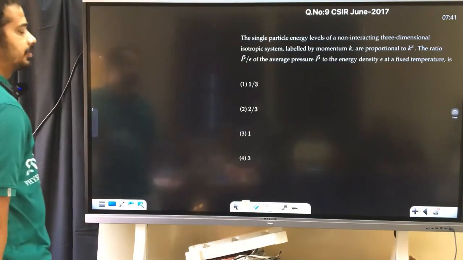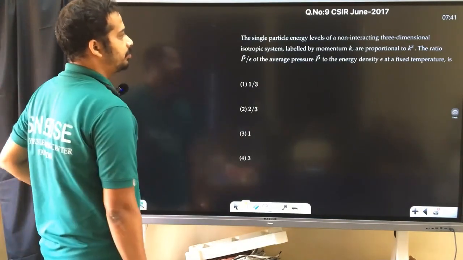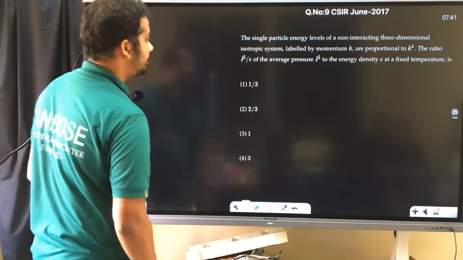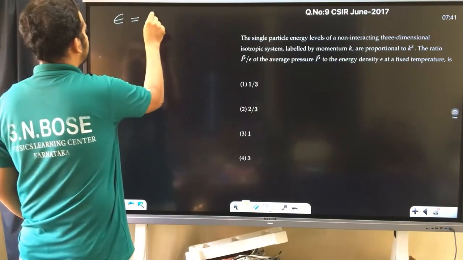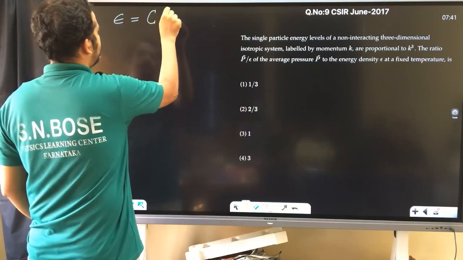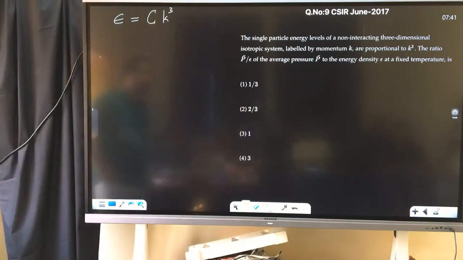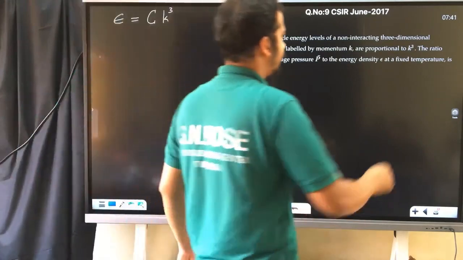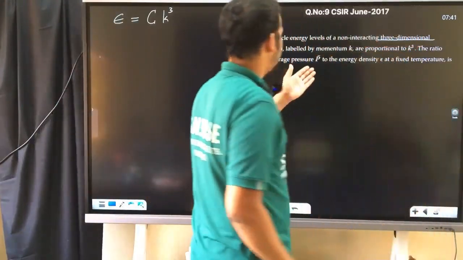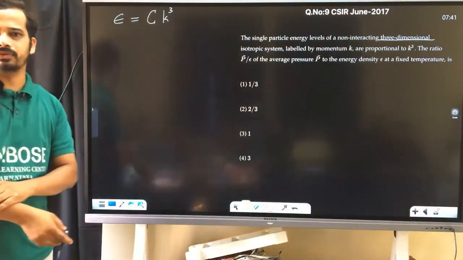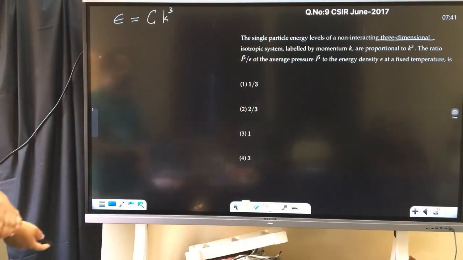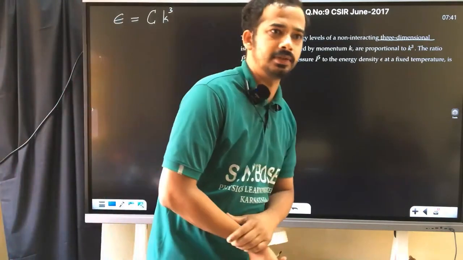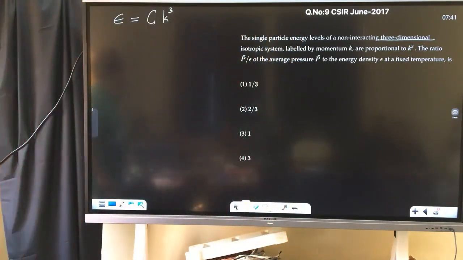The dispersion relation is given. Single particle energy levels of a non-interacting three-dimensional isotropic system labeled by momentum p: E is equal to some constant into k³. Am I right? He said three-dimensional. Obviously, he is asking pressure, and pressure you define in three dimensions only. So the ratio of average pressure to the energy density. How do you start?